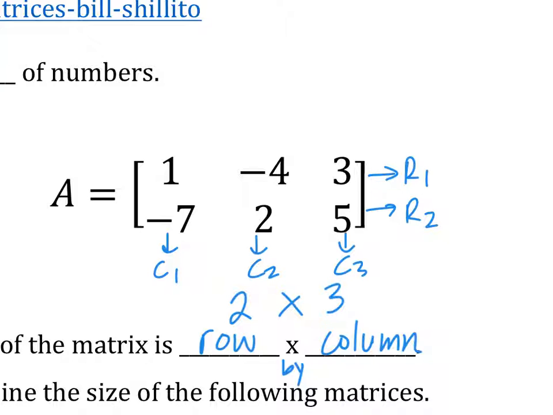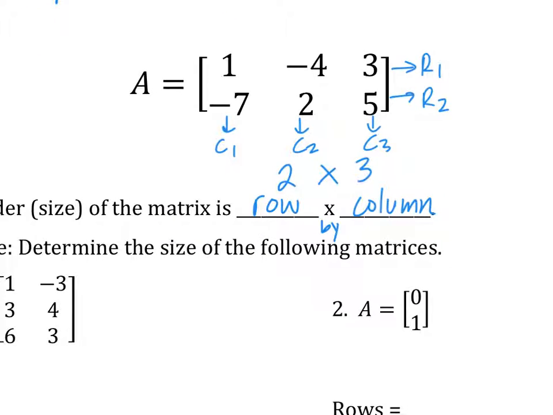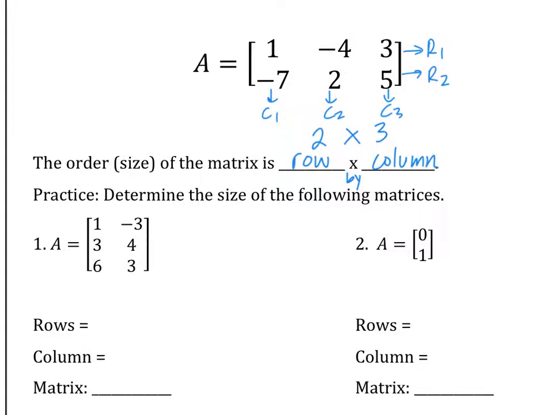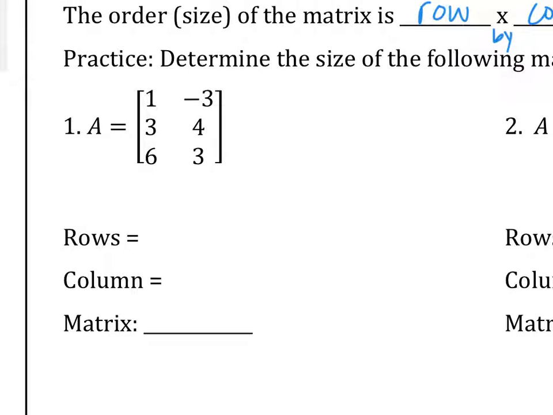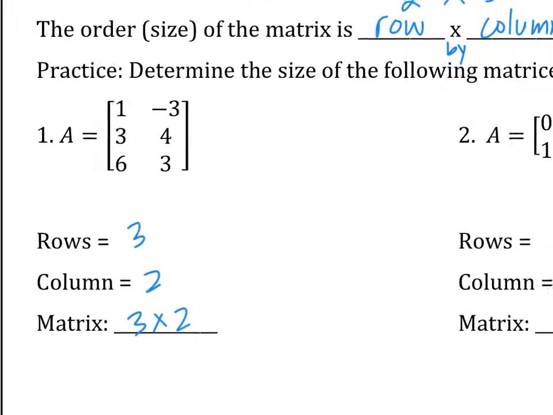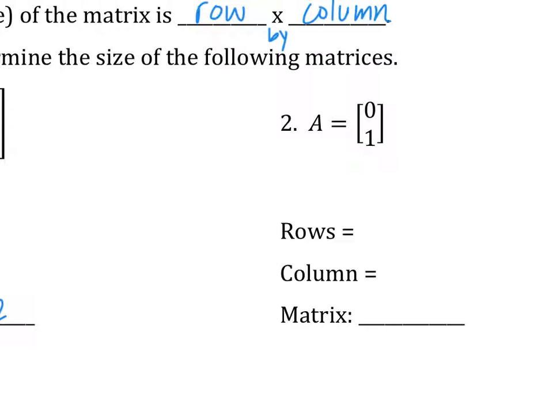All right, let's do a really quick practice. You're going to figure out the size of the following matrices, 1 and 2. How many rows, how many columns, what would be the size of the matrix? Number 1, how many rows does it have? 3. How many columns? 2. What's the size of the matrix? 3 by 2. Good. Number 2, how many rows? 2. How many columns? 1. What's the size? 2 by 1.